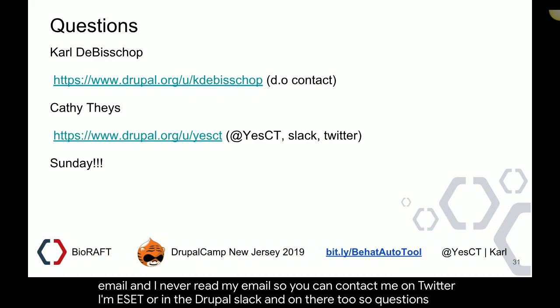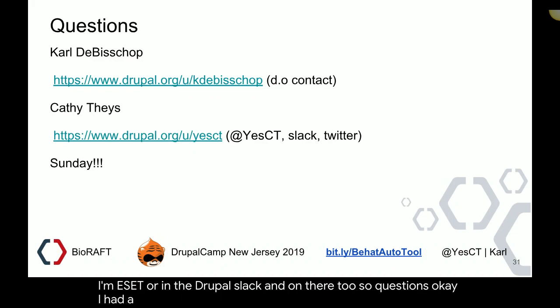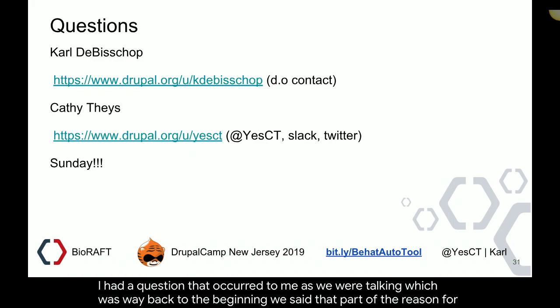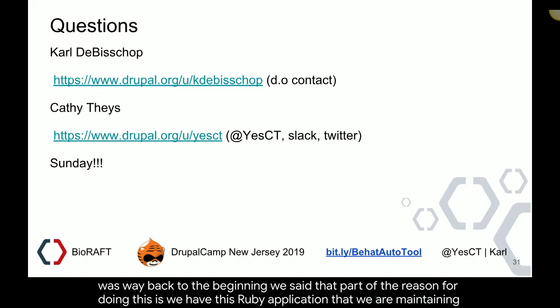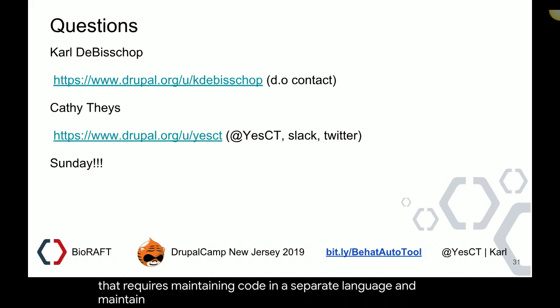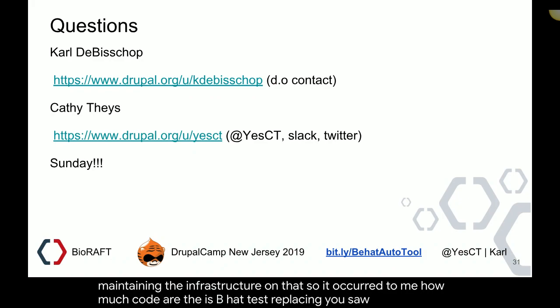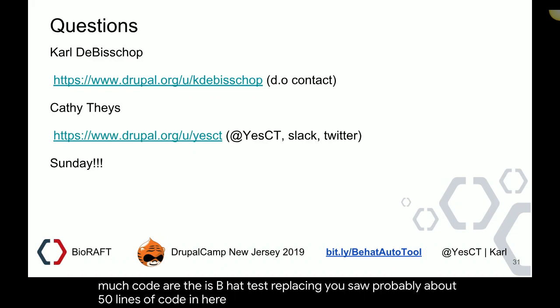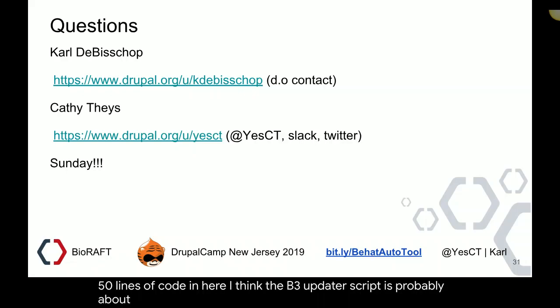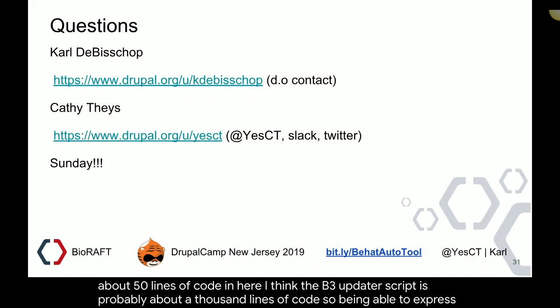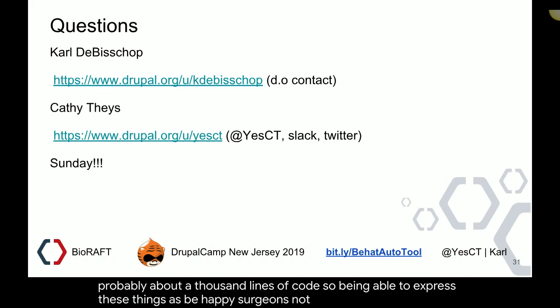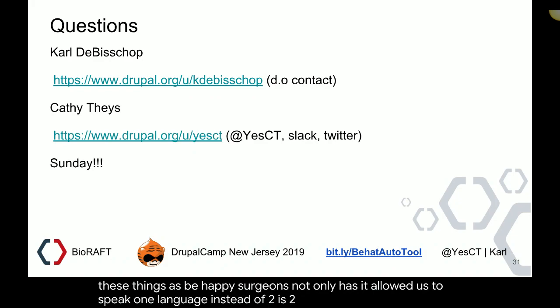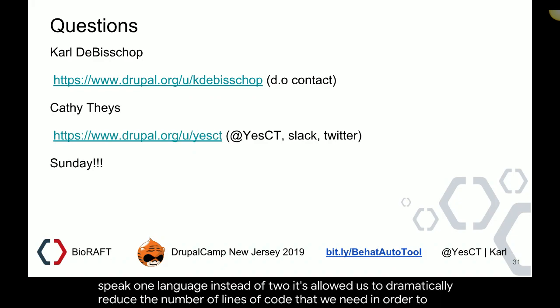So, questions? Go ahead. I had a question that occurred to me as we were talking. Way back at the beginning, we said that part of the reason for doing this is we have this Ruby application that we are maintaining, which requires maintaining code in a separate language and maintaining the infrastructure on that. So how much code are these Behat tests replacing? You saw probably about 50 lines of code in here. I think the B3 updater script is probably about 1,000 lines of code. So being able to express these things as Behat assertions, not only has it allowed us to speak one language instead of two, it's allowed us to dramatically reduce the number of lines of code that we need in order to get these things done.